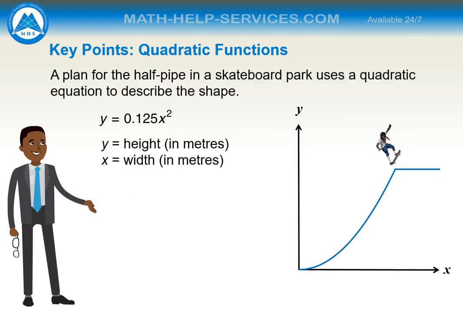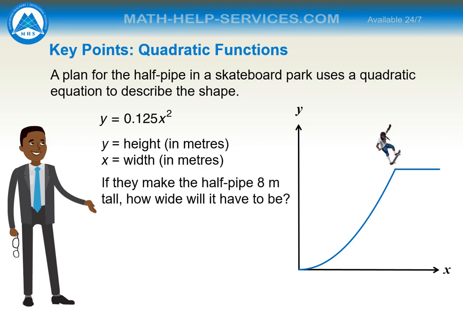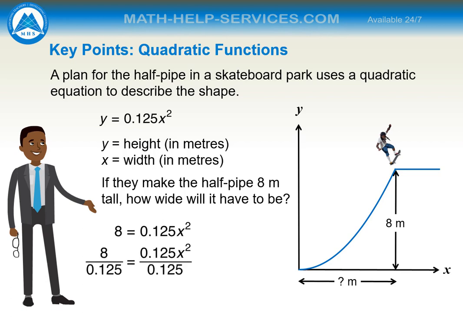Let's look at another. A plan for the half-pipe in a skateboard park uses a quadratic equation to describe the shape. If they make the half-pipe 8 meters tall, how wide will it have to be? So substituting 8 for y, we can divide both sides, and then take the square root, and we see that x is 8 meters.